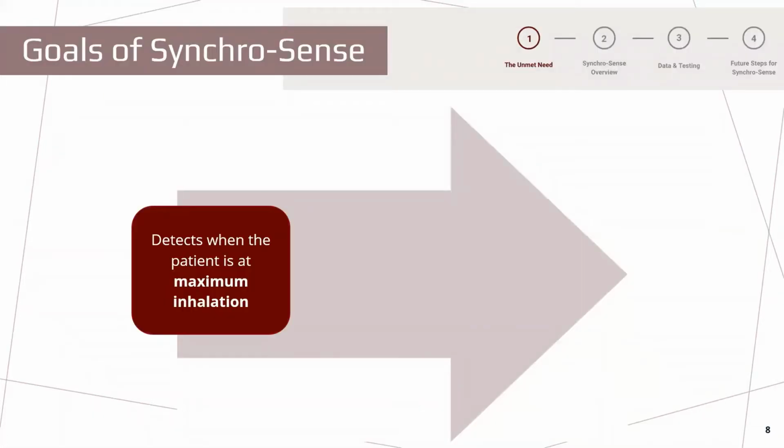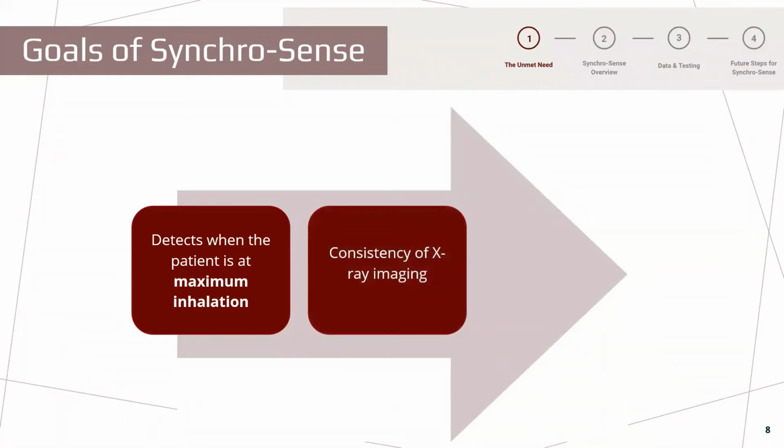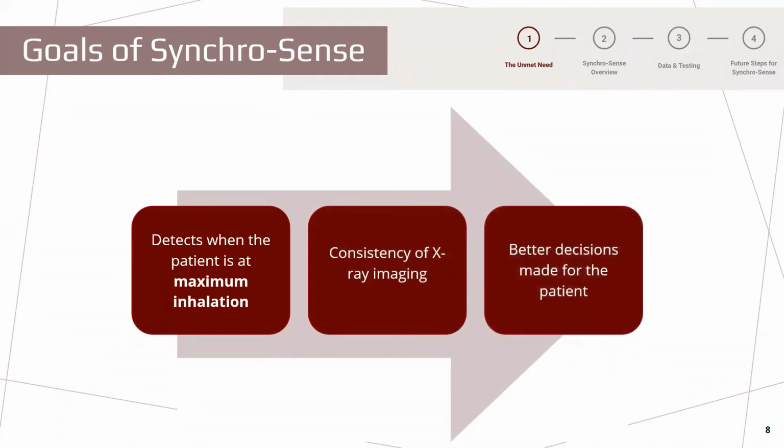Thank you, Raina. The goal of Synchro-Sense is to detect when the patient is at maximum inhalation to trigger the X-ray image to be taken. This allows for consistency across all X-ray images taken for a patient, which leads to doctors making better treatment decisions for their patients since they have the most accurate imaging information. This also helps to minimize X-ray radiation for the patient. There is currently nothing on the market right now to address this problem, and it is up to the individual timing of the X-ray technician, who will usually have to retake images.